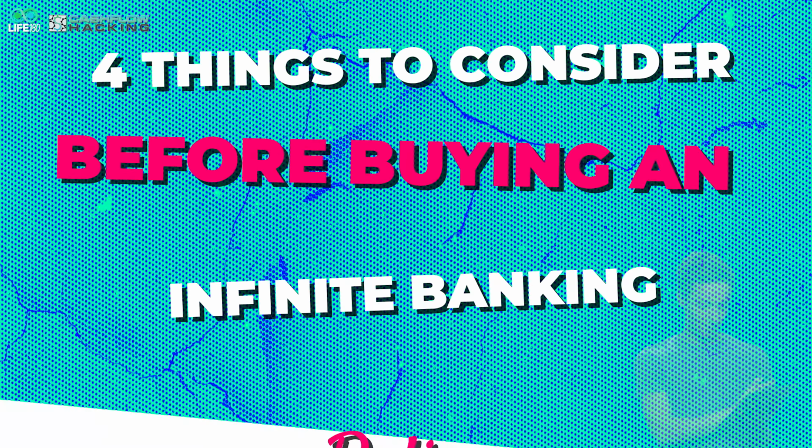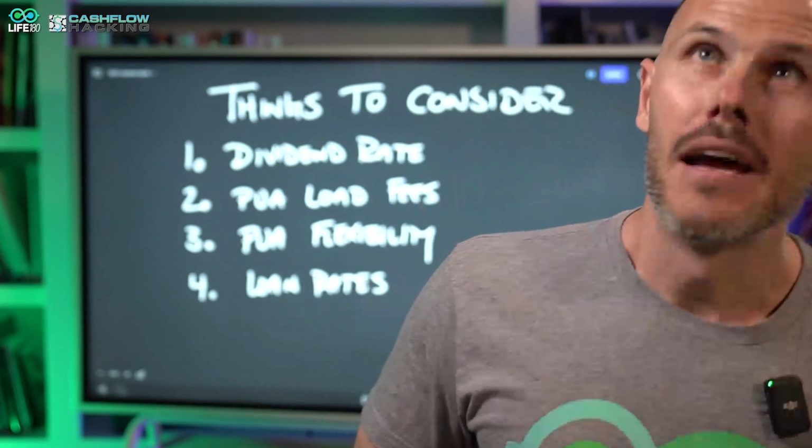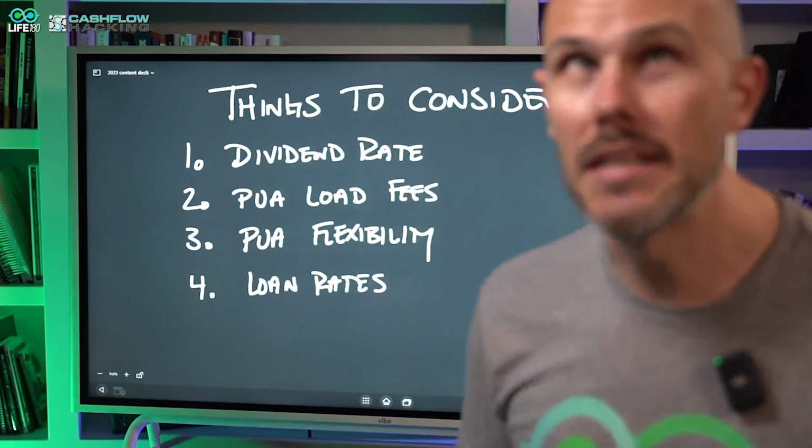For this video, we're going to be talking about the different things to contemplate or consider when you're thinking about buying a whole life insurance policy. I got them on my board behind me, written out a little bit, but I want to go through them in detailed fashion, one by one. So, as you can see here, the first thing is dividend rates.